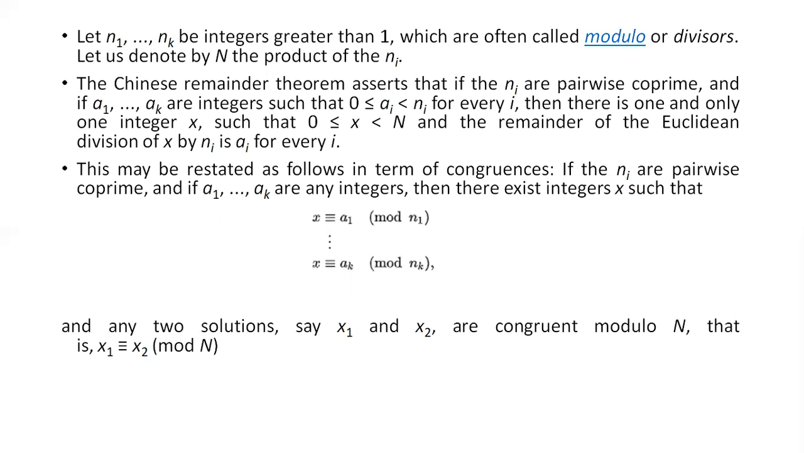Now the same theorem is restated based on the concept of congruences. If the ni are pairwise co-prime, and if a1, a2, ak are integers, then there exists an integer x such that x is congruent to a1 mod n1, x is congruent to a2 mod n2, x is congruent to a3 mod n3, and x is congruent to ak mod nk. And any two solutions, say x1 and x2, are congruent modulo n, that is x1 is congruent to x2 mod n.